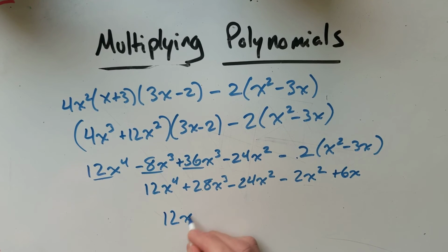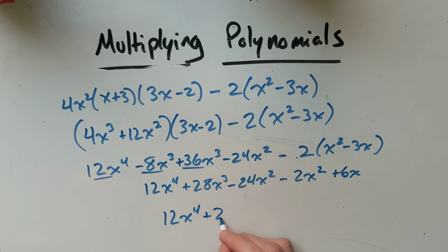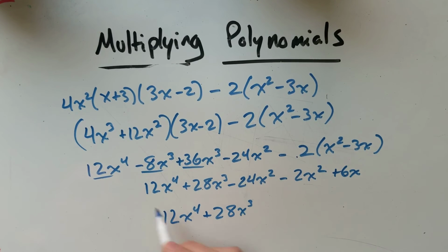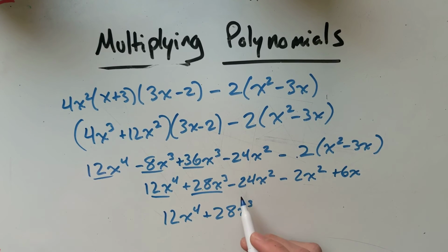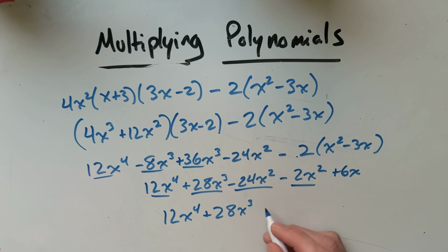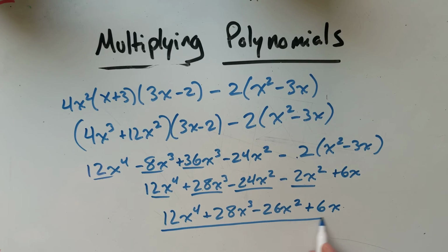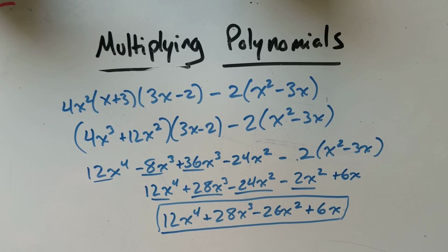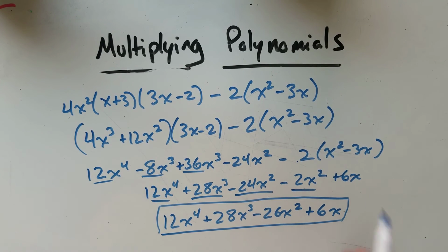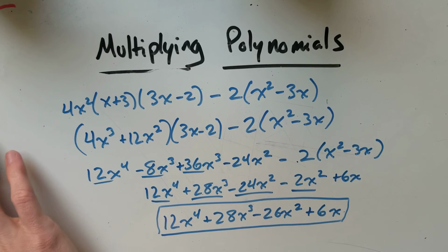So 12x to the fourth plus 28x to the third, taking care of both of those. They don't have any like terms. These two are like terms. So we should have minus 26x squared. And then our last part is plus 6x. So this will be the simplified expression after you do all the multiplication and subtraction here. Alright, let's try one last one and then you will be on your way for the day.